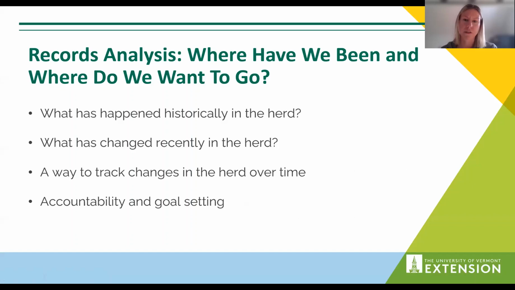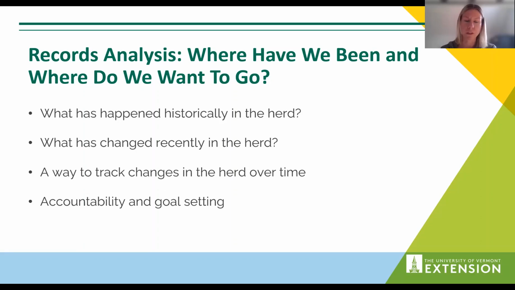Records analysis is a great way to look at where we've been historically in the herd and also where we want to go. So I like to look at what has happened historically. What have we been looking at for trends over the past 6 months, over the past year, several years in the herd? Is there a specific issue that you want to track, that you want to know where you've been? Is it getting better? Is it getting worse?